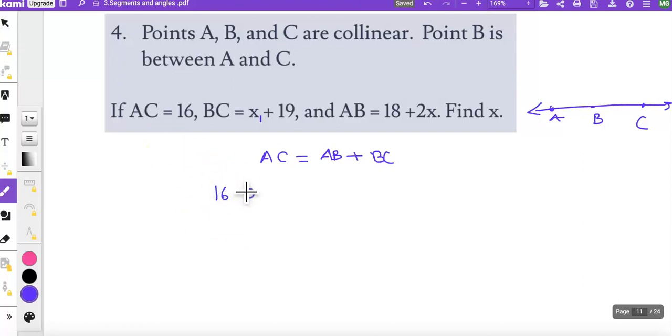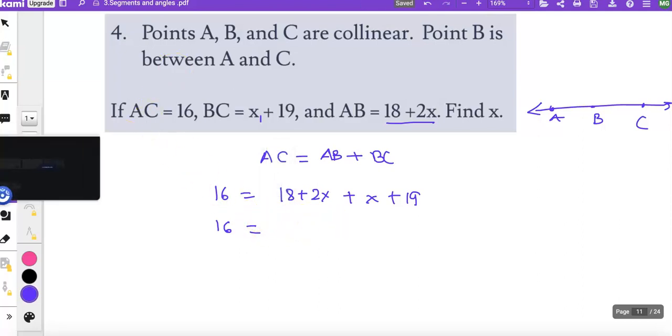Now what is your AC? AC is your 16. What about your AB? AB is your 18 plus 2x. And what about your BC? That's your x plus 19. Alright, so let's go ahead and solve this over here. So this is my 16. This is my 3x plus 19 plus 18.